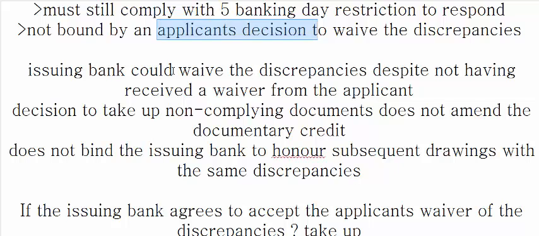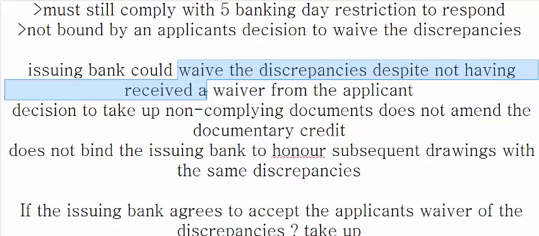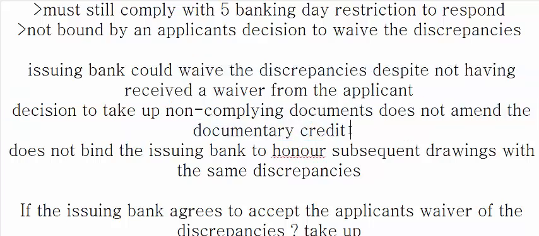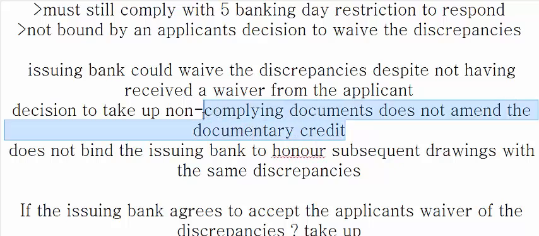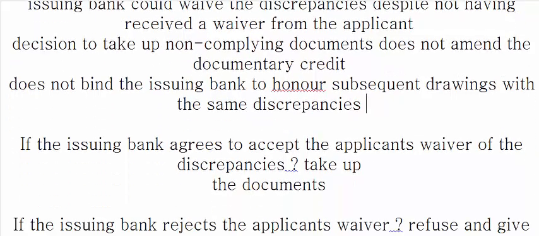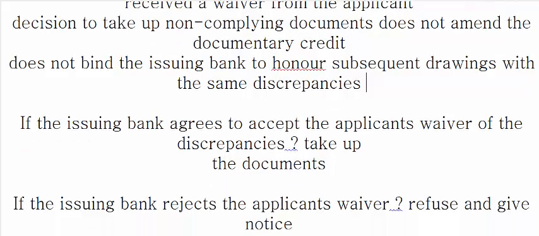So the issuing bank could waive despite not having received a waiver from the applicant. And this decision does not amend the documentary credit. Any decision by the issuing bank to take up a discrepant, non-complying document does not amend the credit. And it does not bind the issuing bank to honor subsequent drawings of similar discrepancy under the same or a different credit. So taking up a discrepant document does not amend the credit, and it does not make it obligatory to take up future discrepant documents, whether it is the same discrepancy or a similar discrepancy. If the issuing bank agrees to accept the applicant's waiver of discrepancies, then they will take up the documents.